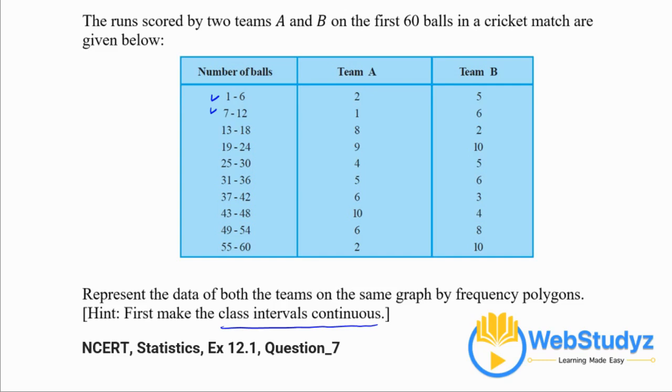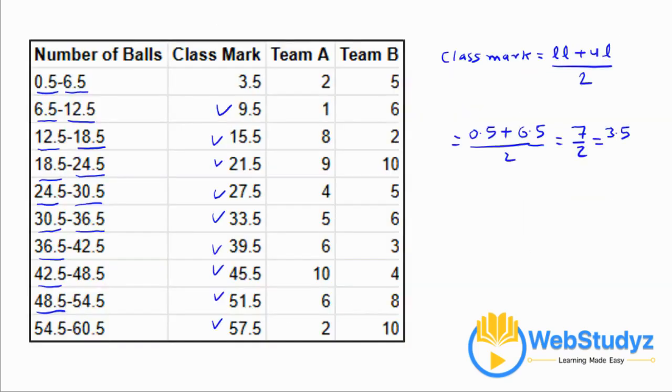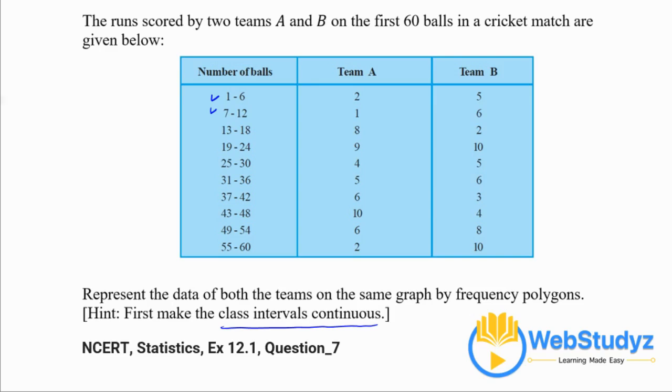Now we have to represent the data of both the teams on the same graph by using frequency polygons. So we can represent this data using the frequency polygons like this. Here on the x-axis we have mentioned the number of balls, and on the y-axis we have mentioned the runs scored. The red polygon represents team B, and the blue colored polygon represents team A. So this way we have represented the two polygons on the same graph for team A and team B.